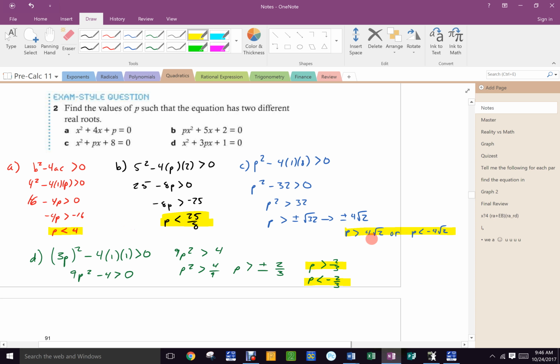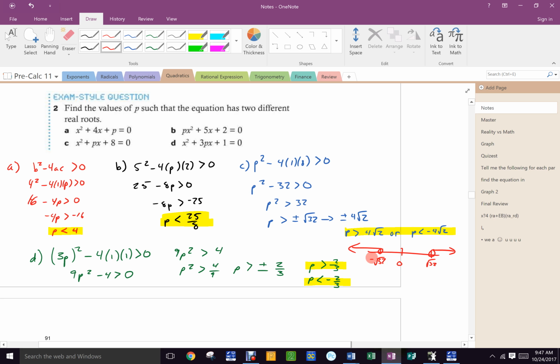Does everybody understand why this is an OR situation on both of these? Because C looks like this, right? There's 0. The root of 32 is about 4 or 5.5 or whatever, right? So there is the root of 32 positive, so it goes up from there. But there's the root of 32 negative, and it's got to go down from there. That's why it's an OR situation.